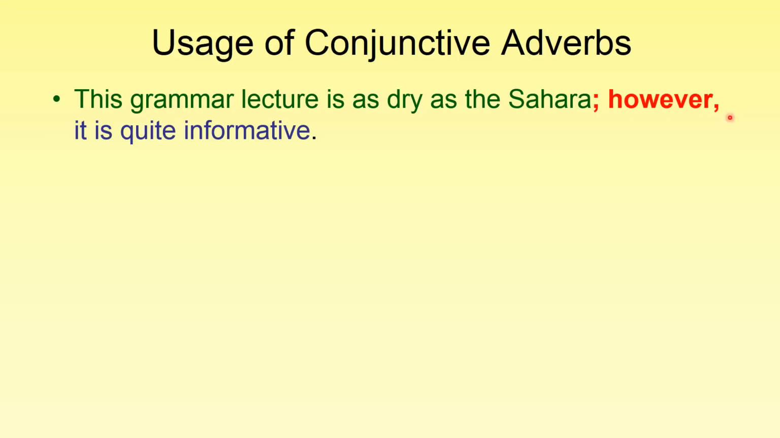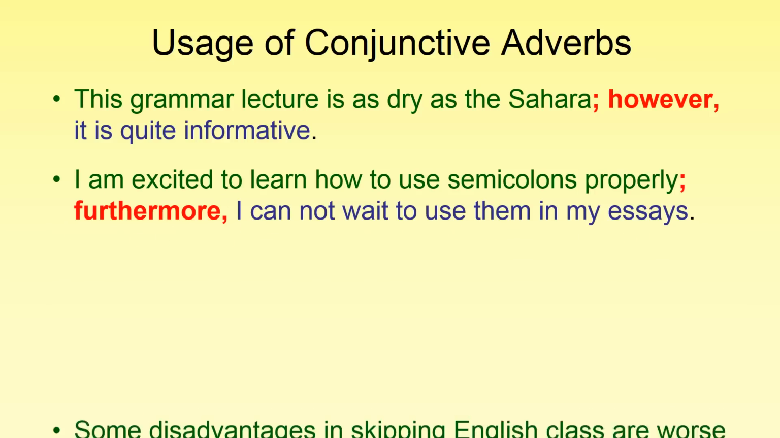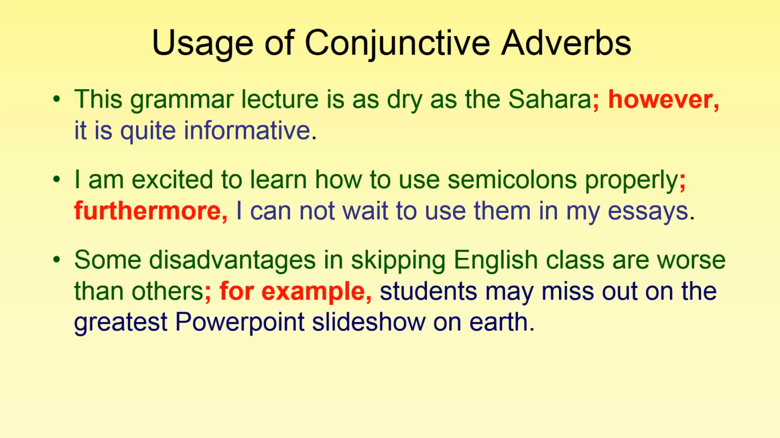Hopefully you can see that conjunctive adverbs are almost like a road sign to your reader. It tells the reader where you're going with your thoughts. The grammar lecture is dry, but on the other hand, or however, it's informative. So it's a really good tool to tell your reader where you're going. Another example. I'm excited to learn how to use semicolons properly. Furthermore, I cannot wait to use them in my essays. Once again, we have an independent clause, a joiner or a conjunctive adverb, and then we move on to another independent clause.